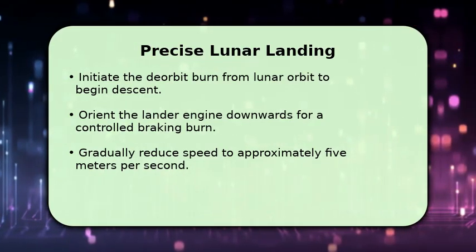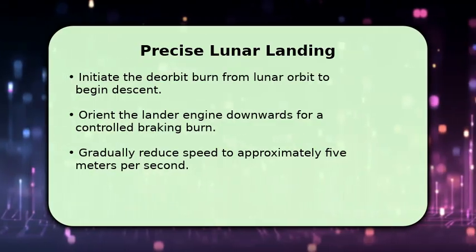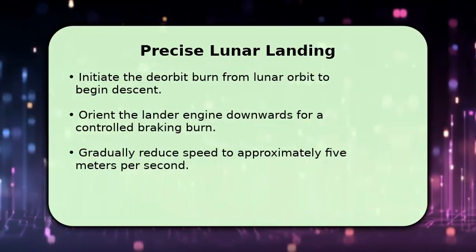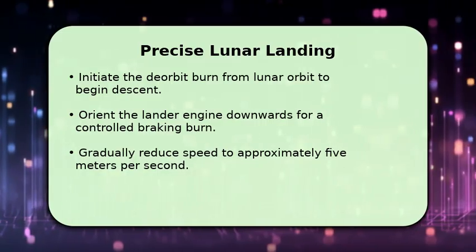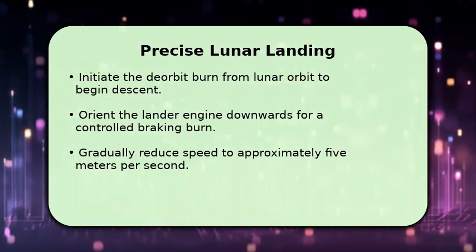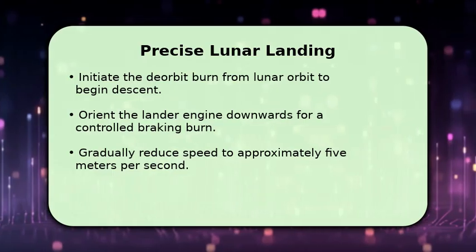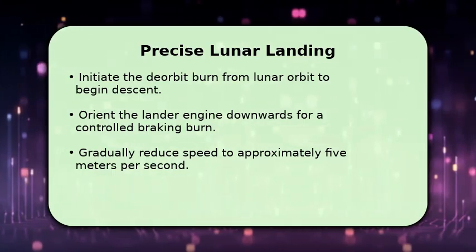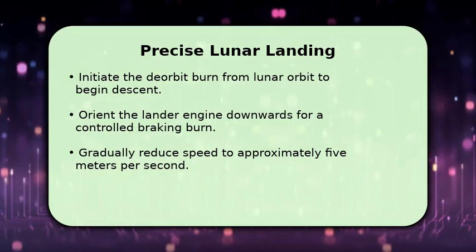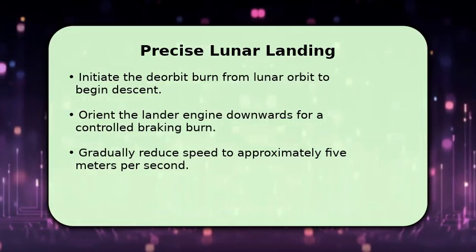Orient your lander so its engine faces directly downwards, allowing for a precise braking burn. As you approach, gradually reduce your speed, aiming for a vertical velocity of about 5 meters per second just before touchdown. Remember to deploy your landing legs well in advance, ensuring a soft and stable landing on the dusty lunar terrain.